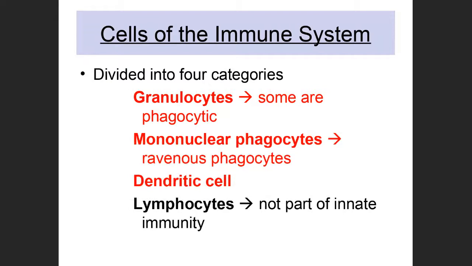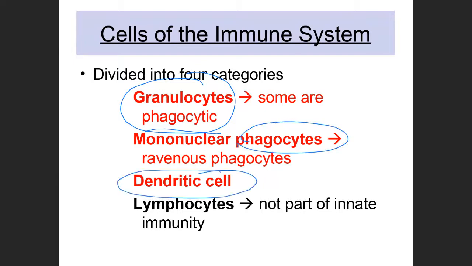Okay, so we have two kinds of white blood cells. We have the granulocytes, which are white blood cells that have granules, and they are, for the most part, phagocytic. Then we have large cells, which are phagocytic cells. We have dendritic cells that have some phagocytic activity, and then lymphocytes, which are also white blood cells, and they do not, however, they're not part of the innate immunity.